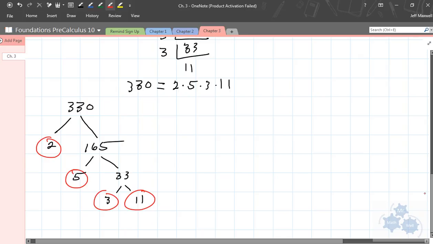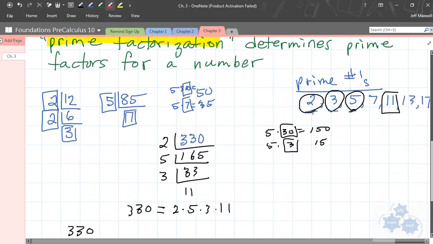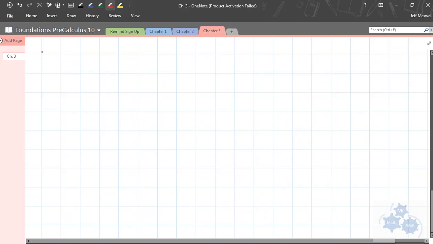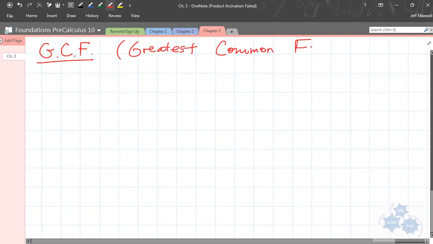Okay. Why is this a big deal? Well, we can compare factors for two different numbers. And one of the things that we want to do is to find the GCF. Does anyone know what that stands for? The greatest common factor, yes.